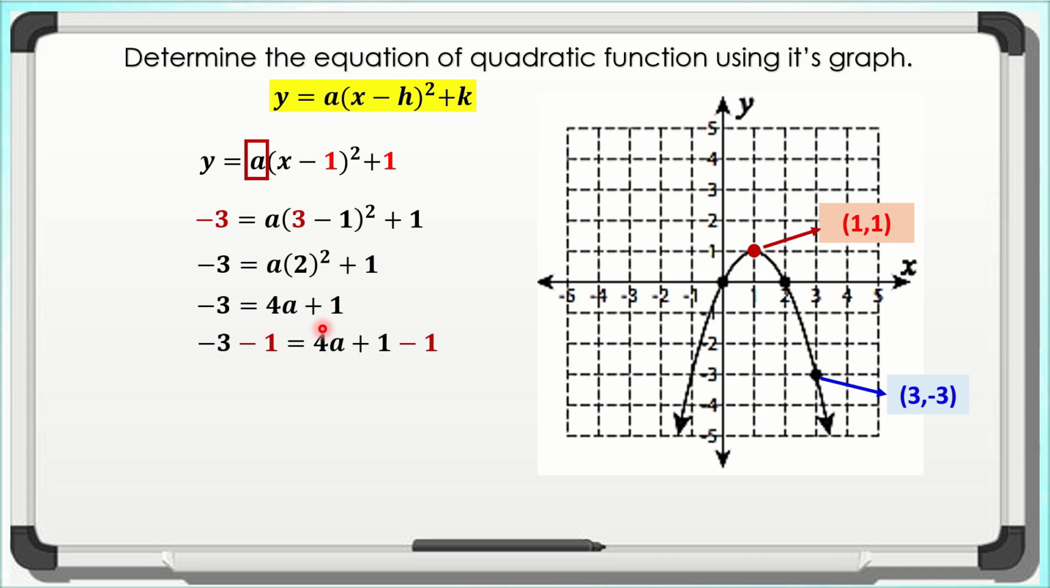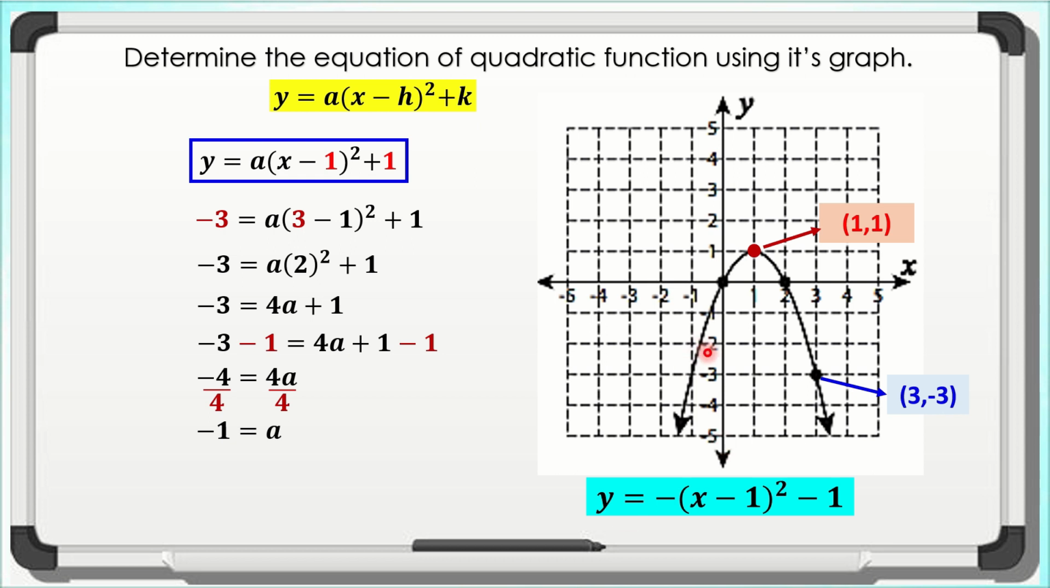Using the addition property of equality, let us add negative 1 to both sides of our equation. We have negative 3 minus 1 is equal to 4a plus 1 minus 1. Simplifying that one, the answer will be negative 4 is equal to 4a. Since we still have a coefficient for a, divide both sides by positive 4. So we have a is equal to negative 1. Since we know the value of a now, substitute it into our equation.